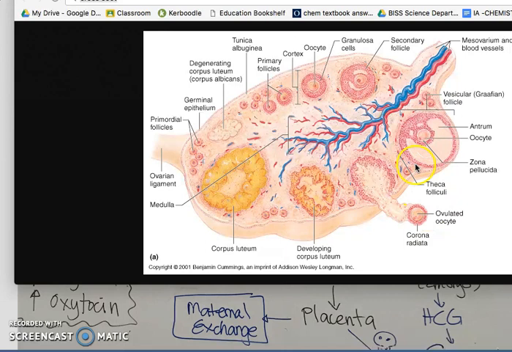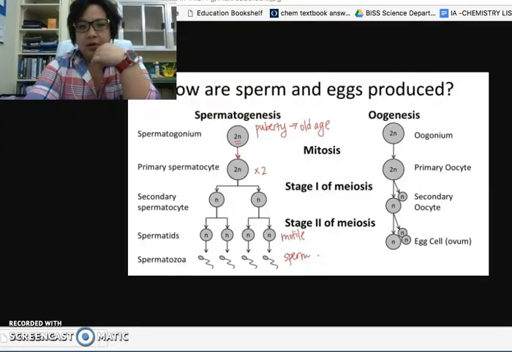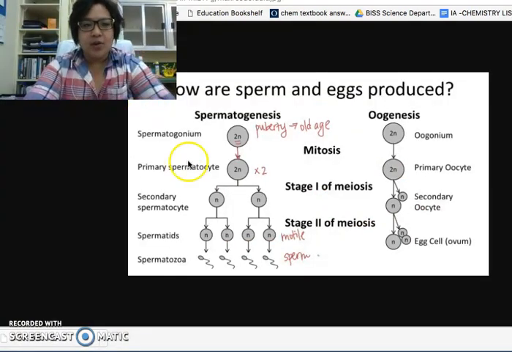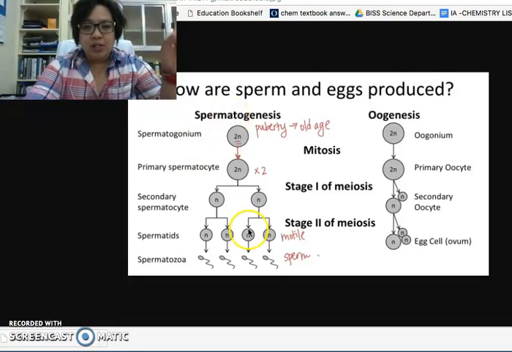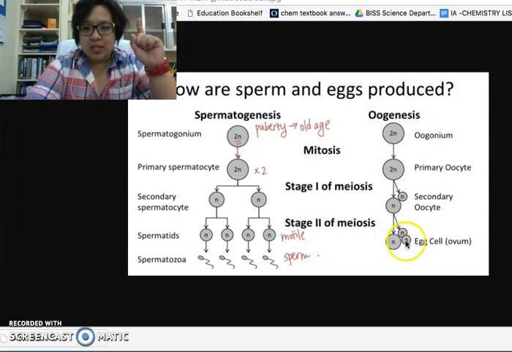Okay, now let's compare the two side by side. Okay, some differences you need to discuss here. Number one, the number of cells. Spermatogenesis, one process from one cell, you have 4 haploid cells. For oogenesis, you only have 1 secondary oocyte. These polar bodies right here and right here, this will disintegrate. They provide nourishment to that one larger secondary oocyte. So that's one difference.